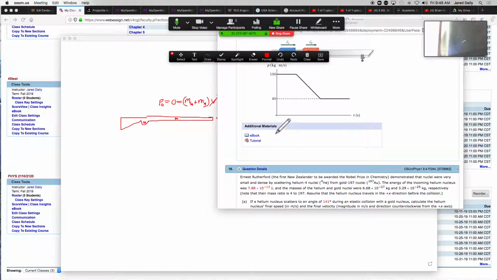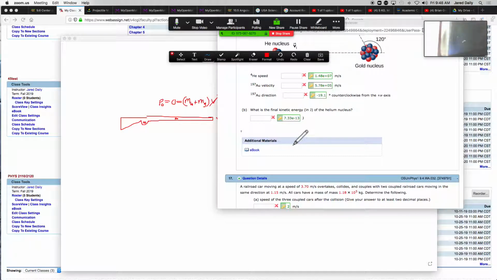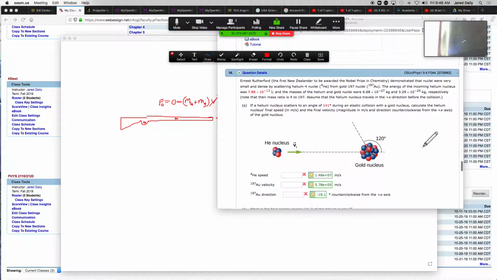The friction in the wheels of the cars is going to be treated as massless. I actually have a tutorial for this one, so I'm going to let you go ahead and do the tutorial and figure that out on your own. It's not terribly difficult, but I'll let you do that.